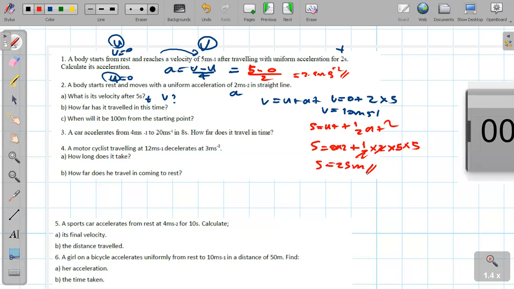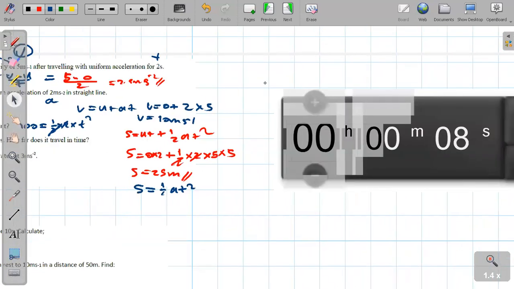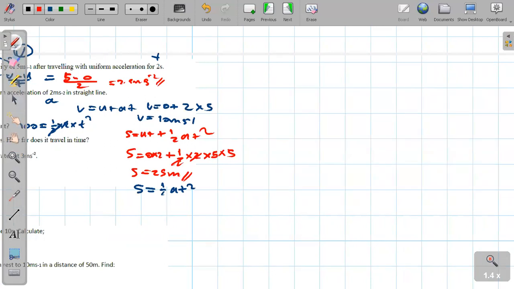Yes, sir. Okay. When will it be 100 meters from the starting point? You know that u is 0, so you can just write s equals half a t squared, because u is 0. Now I'm going to apply: 100 is the displacement, and half times 2 times t to the power 2. The 2 and 2 cancel off. t squared equals 100. Whenever you get this type of situation, you have to find the time. 100 equals t squared, so t is 10 seconds. Very simple. I hope you understand.